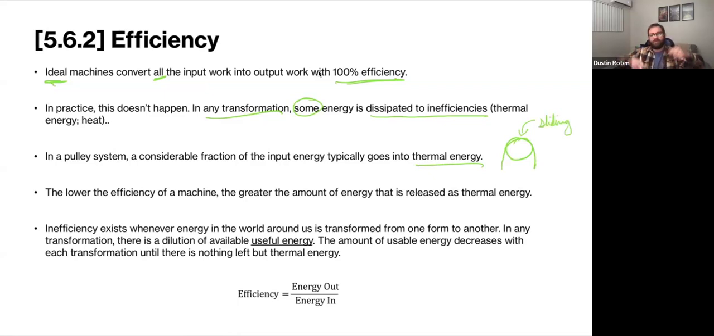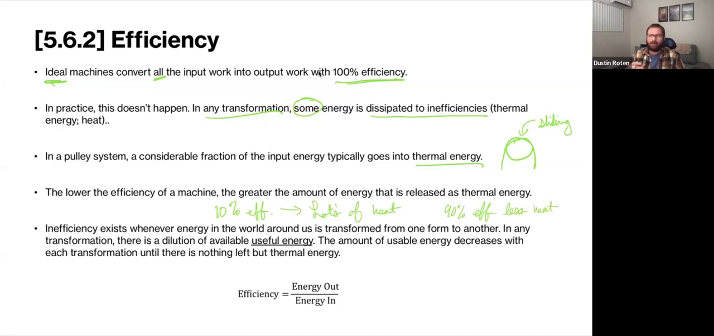It's really hard to keep the rope from sliding sometimes. So that's where you lose a lot of your efficiency in a pulley system. The lower the efficiency of a machine, the greater the amount of energy that's released as thermal energy. So that makes sense. If you only had like 10% efficiency, this would indicate lots of heat loss. But if you had something like 90% efficiency, that'd be very, very little heat loss.